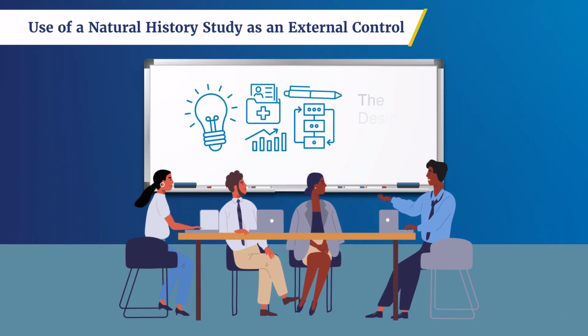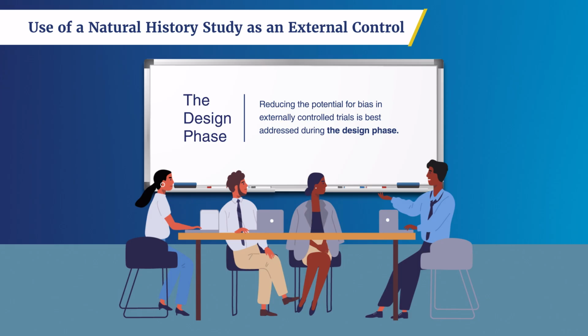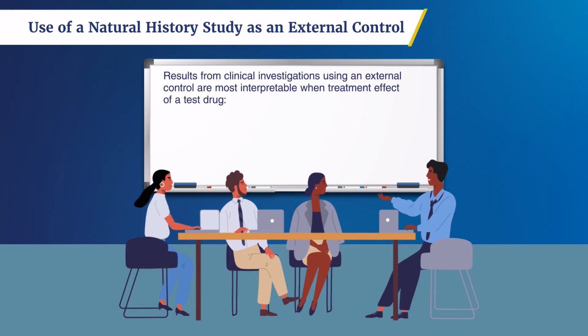Given that externally controlled trials do not involve randomization of the study population, there are sources of bias which must be considered. Reducing the potential for bias in externally controlled trials is best addressed during the design phase. Results from the clinical investigations using an external control are most interpretable when certain criteria are met.